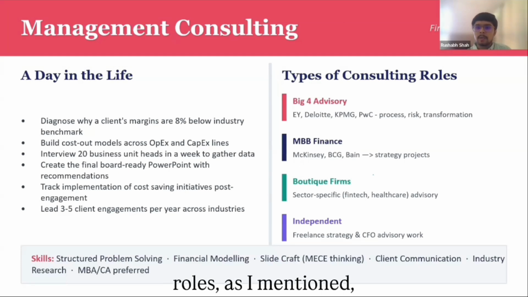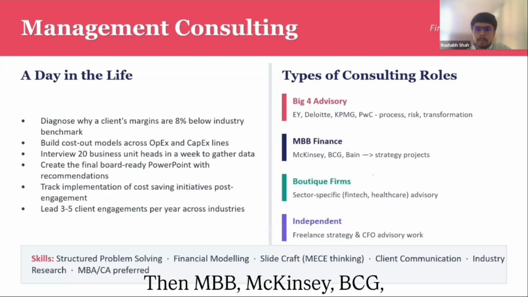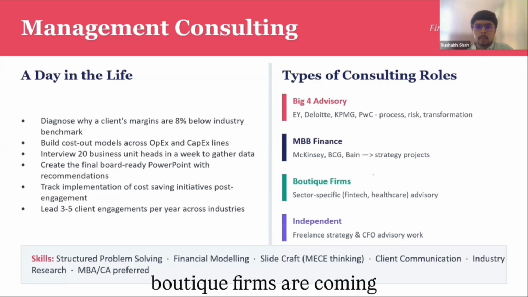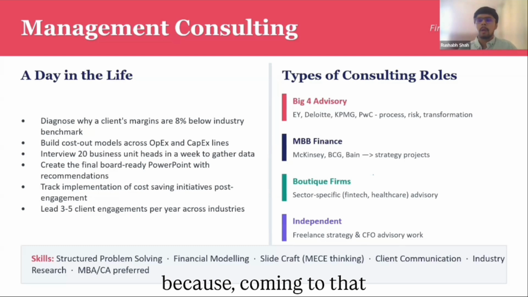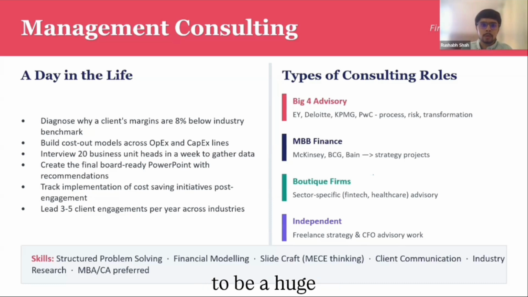Type of consulting roles, as I mentioned: Big Four advisory, where you can have such roles in EY, Deloitte, KPMG, PwC, across process, risk or transformation. Then MBB, McKinsey, BCG, Bain, which are typically hardcore strategy projects. Even nowadays, a lot of boutique firms are coming up providing management consulting in specific sectors like fintech or healthcare. Then, of course, you can always start independently. Here, I have written CFO advisory work because of the question of how you can differentiate: if along with CFO work you can provide management consulting, it can turn out to be a huge differentiator.